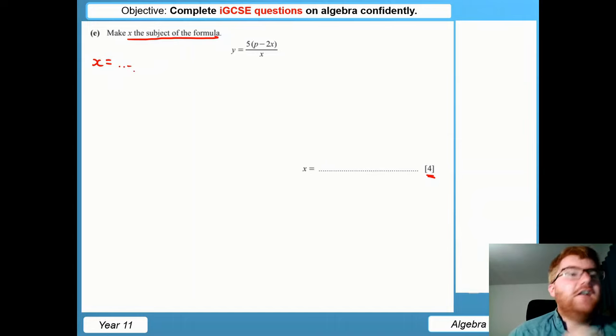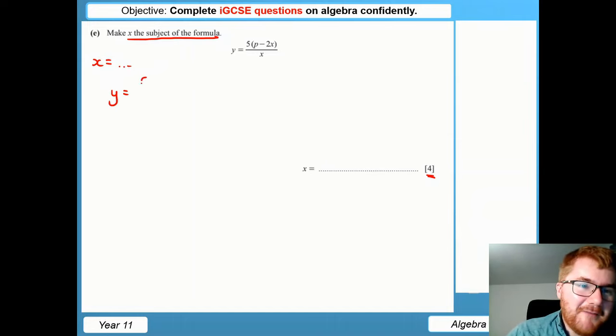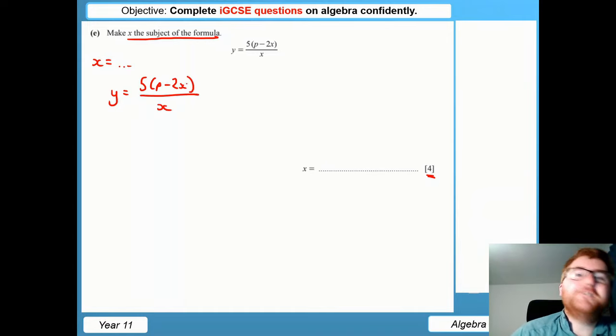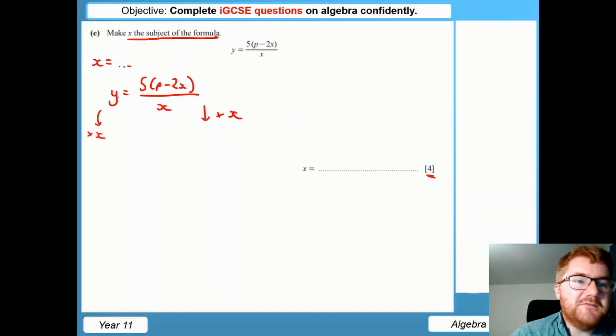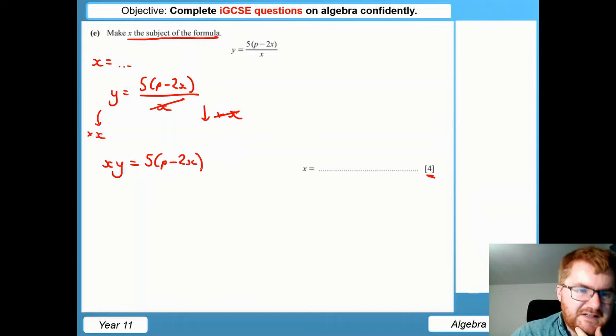So first thing is, I don't like fractions. You're probably getting the hang of that by now. So what's the opposite of divided by x? We're going to times by x on both sides. Well, x times y is just xy. This disappears. Fantastic. We get 5 lots of p minus 2x.